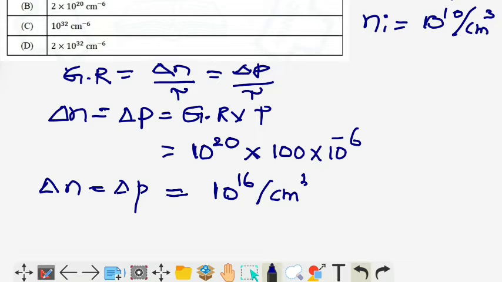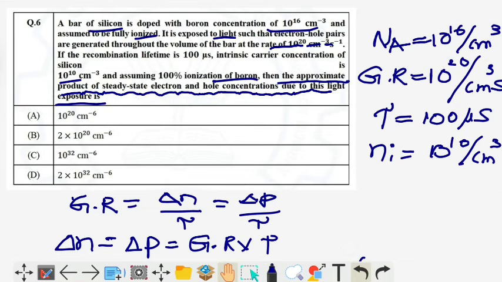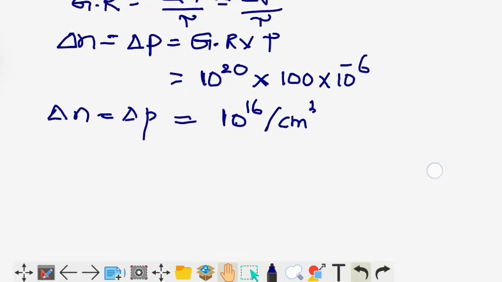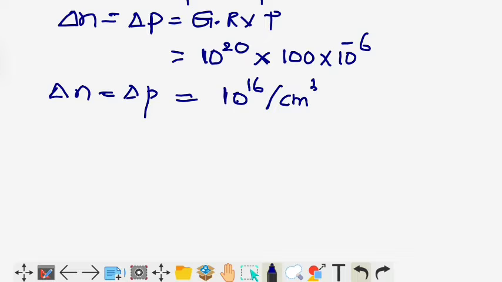So next, what is it asking? The approximate product of steady state electron and hole concentration. So we need to find the steady state electron and hole concentration. Since it is a p-type semiconductor, pp is the representation of the hole concentration in the steady state in the p-type semiconductor. So that is nothing but pp naught plus the excess electron and hole generation due to the light source.